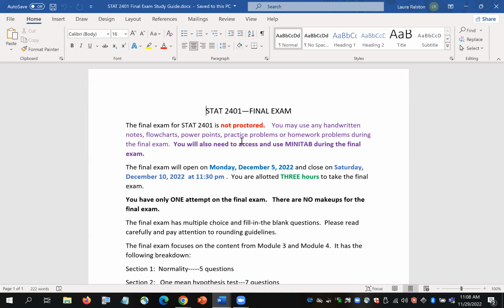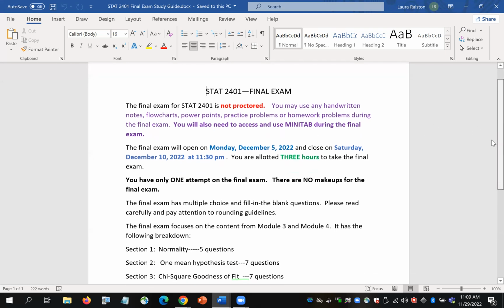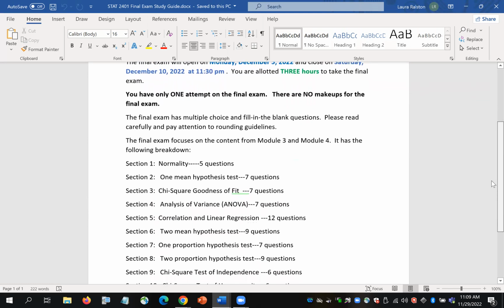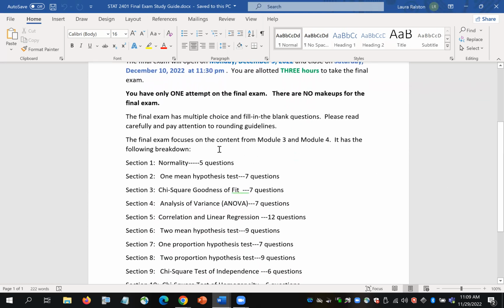You're not going to get cut off. I simply get a notification that you took longer than the time allotted. It's not a problem. There is only one attempt on the final exam, and there are no makeups. It is primarily multiple choice and fill in the blank, much like the midterm. I would encourage you to just be careful, read carefully, pay attention to how it asks you to round. I will, however, be reviewing your submission so that if it says to round to 2 places and you round to 1, or you forget to round, then I will make the adjustments.